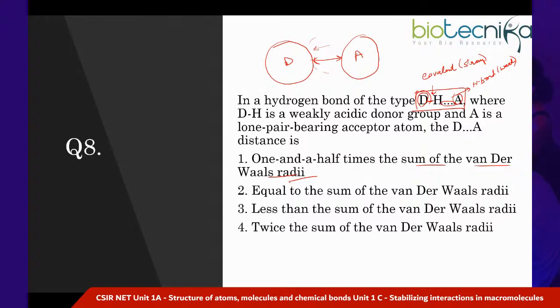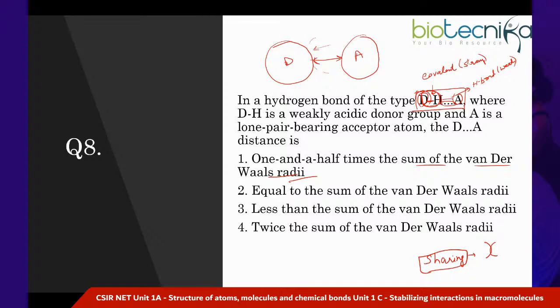So when such a covalent bond forms, remember a covalent bond is sharing of electrons. So as a result, what will happen? When electrons are shared, their orbitals overlap. So they come very close to each other, isn't it? So D and H have to be extremely close to each other. Forget about the van der Waals here because they are sharing electrons. So that's why they will be extremely close to each other.